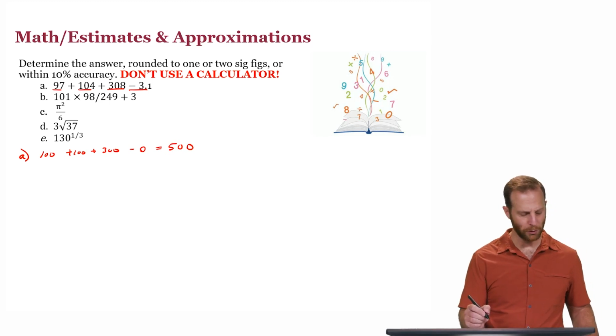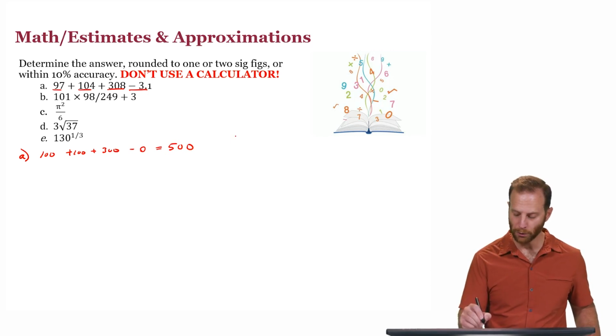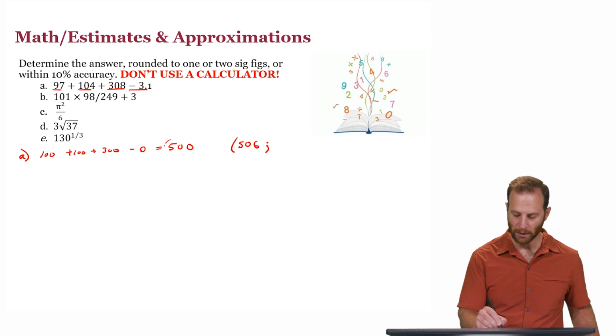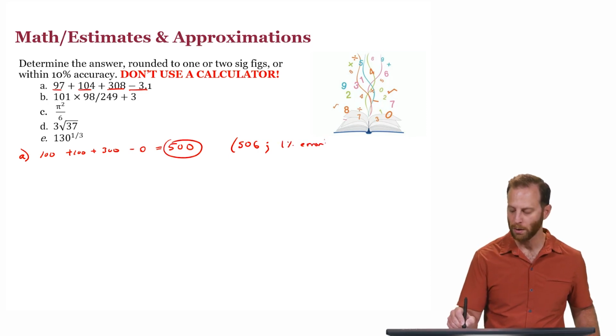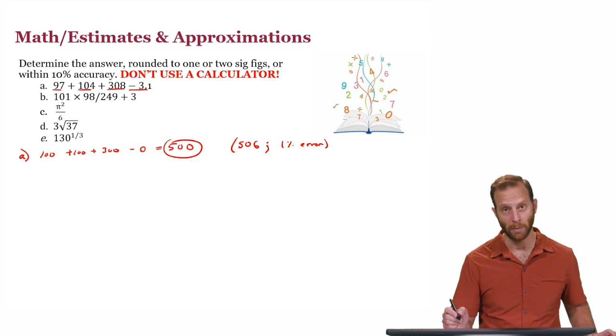If you actually put this in your calculator, you'll find that at least to 3 sig figs, the answer is 506. But if you compare 506 to our approximate answer of 500, you'll see that that is only a 1% error, which is pretty good if you're trying to make an approximation.